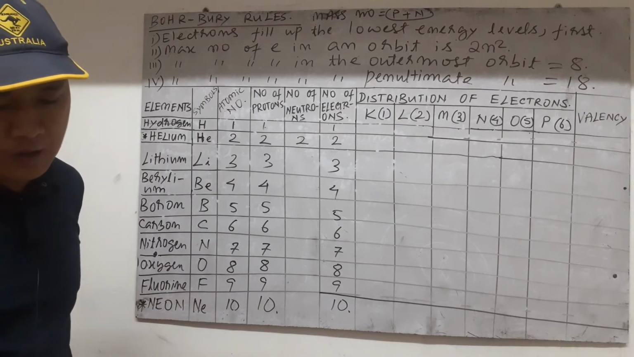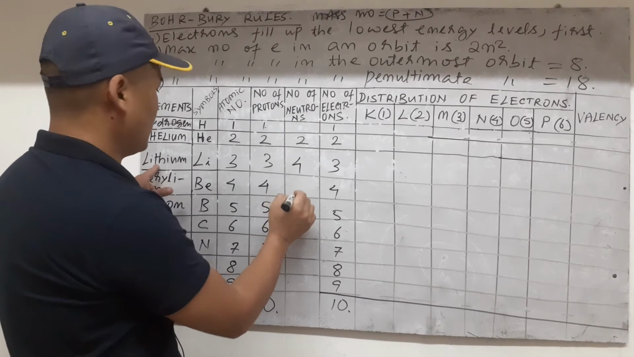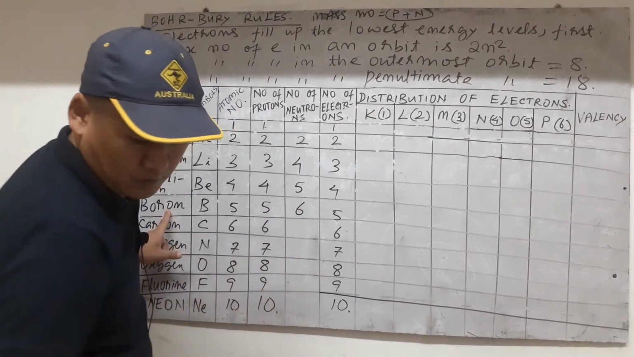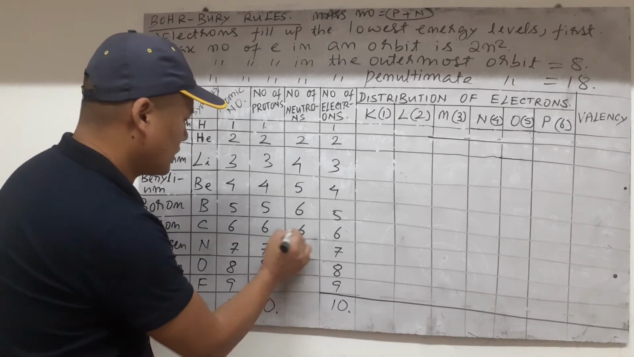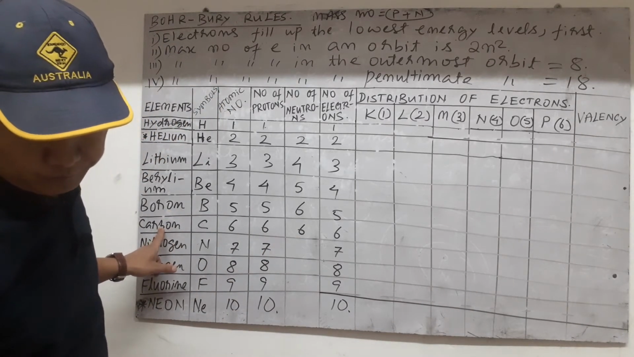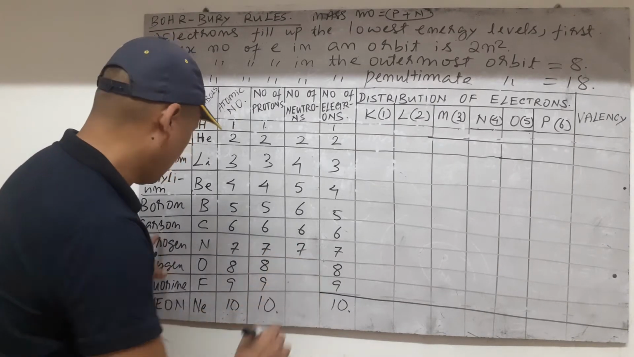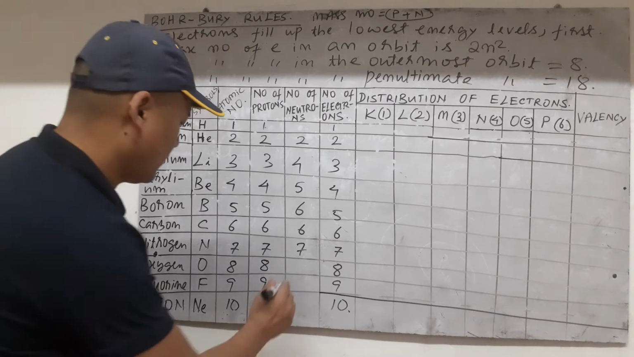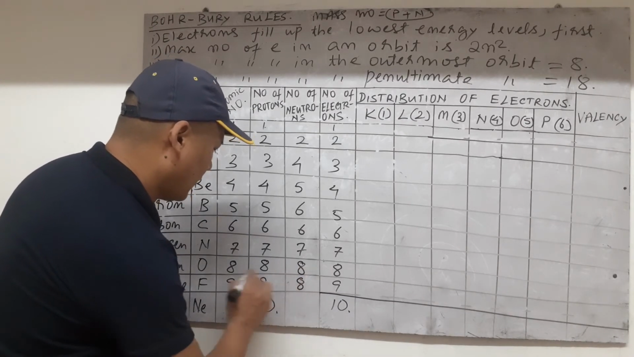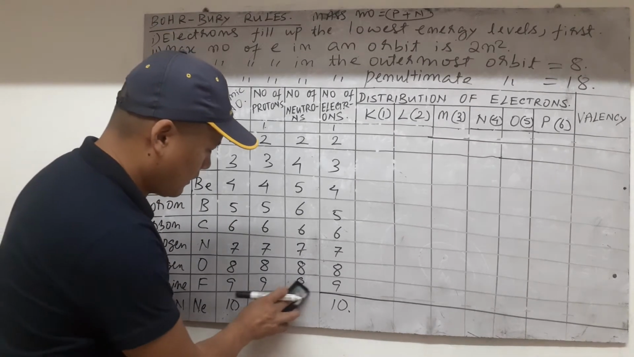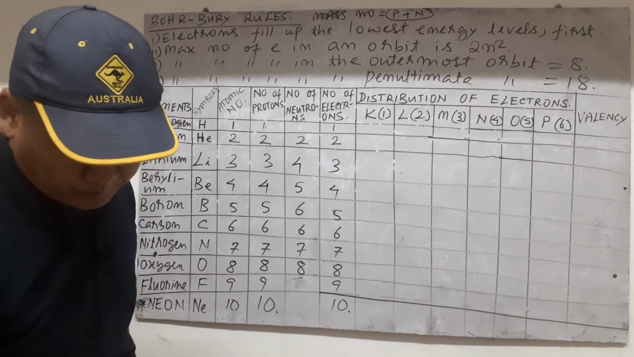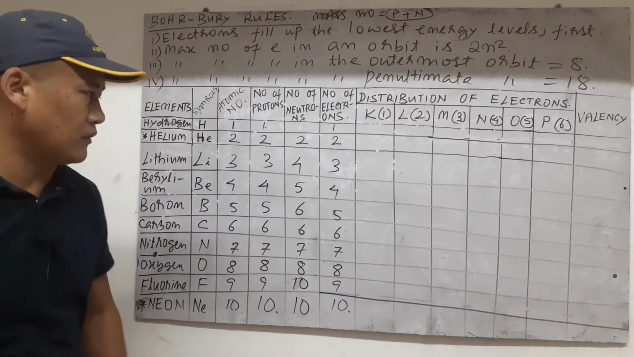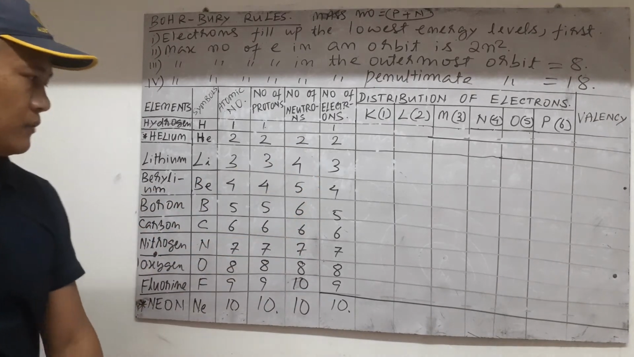So 2, 4, 5. Lithium has 4 neutrons. Beryllium 5 neutrons. Boron has 6 neutrons, and carbon also has 6 neutrons. Nitrogen has 7 neutrons. Oxygen has 8. Fluorine and neon have 10. Fluorine has 10 neutrons, neon also has 10 neutrons. This is something that you just write with pen for your information.